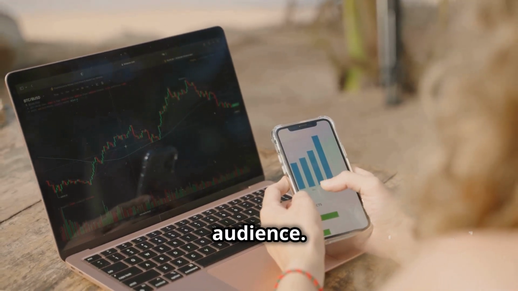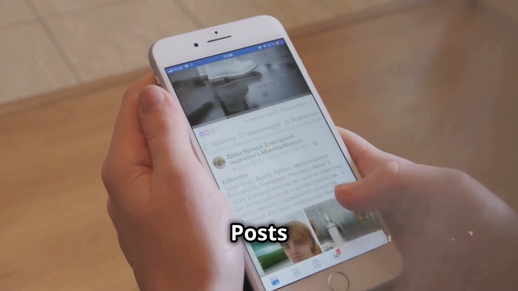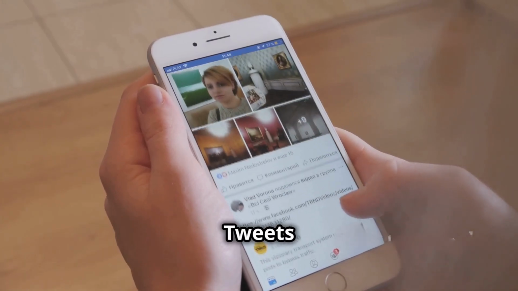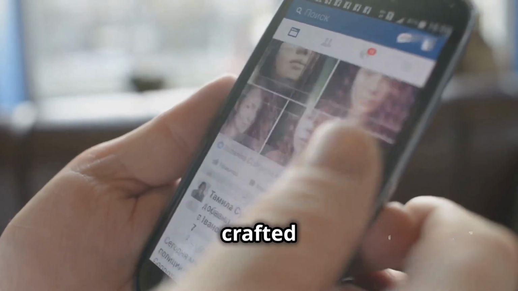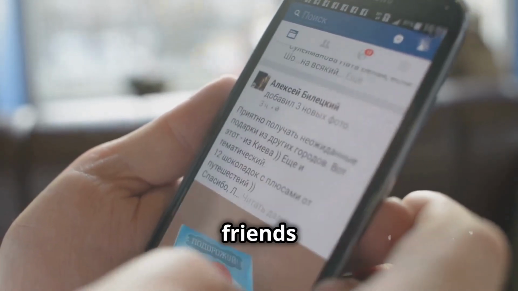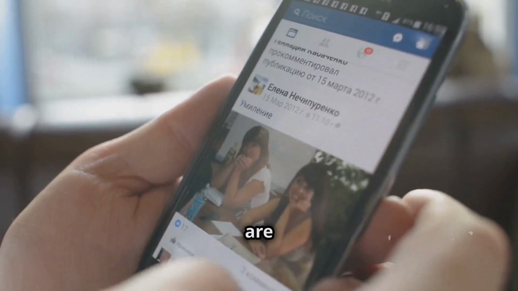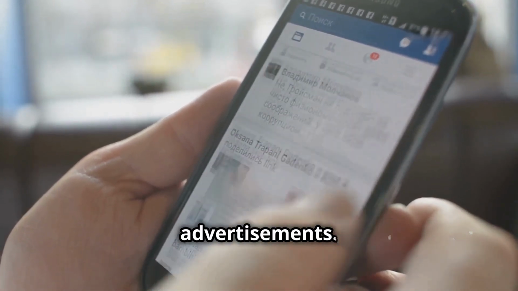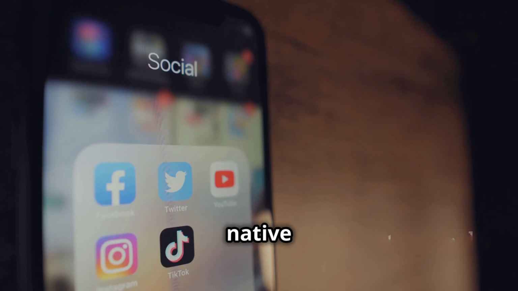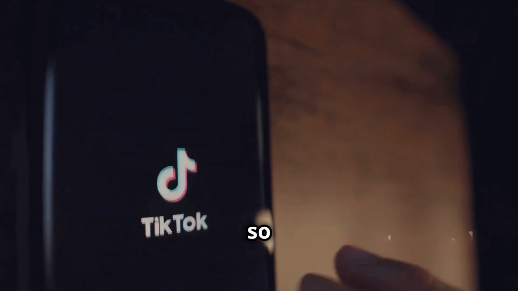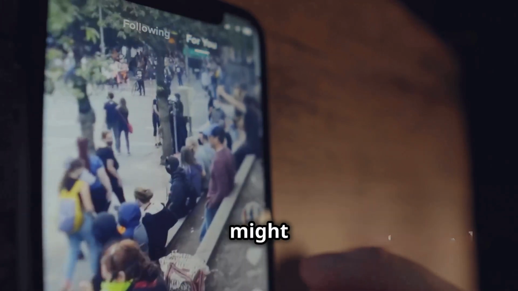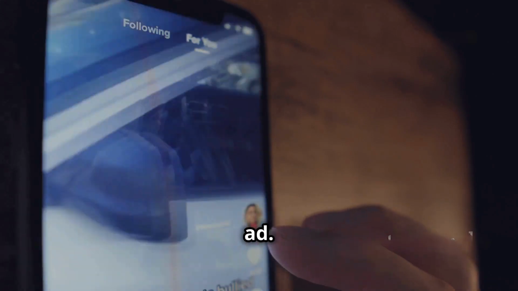Have you ever noticed sponsored posts on your Facebook feed or promoted tweets on Twitter? These posts are crafted to look like regular updates from your friends or the accounts you follow, but they are actually paid advertisements. Those are prime examples of native advertising. They blend in so well with the organic content that you might not even realize you're looking at an ad.